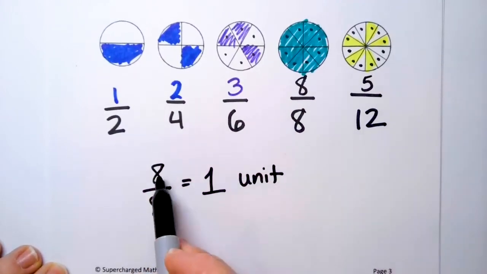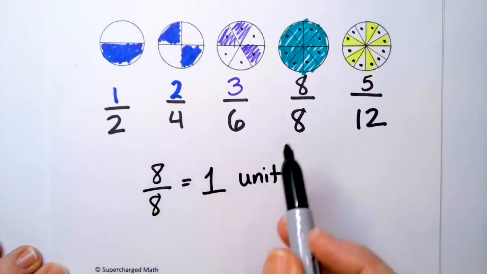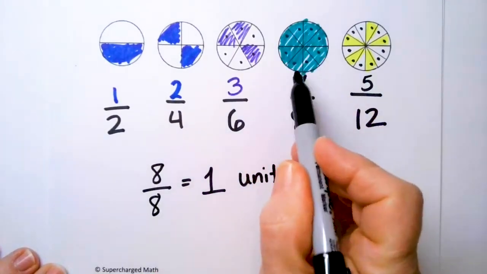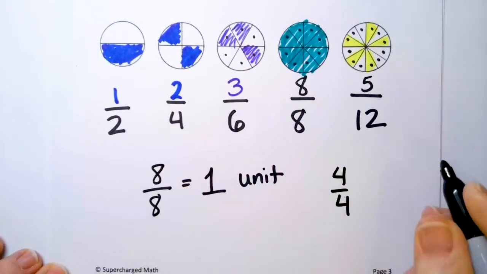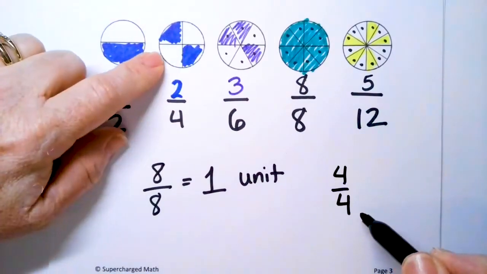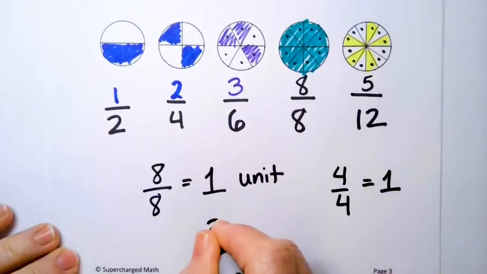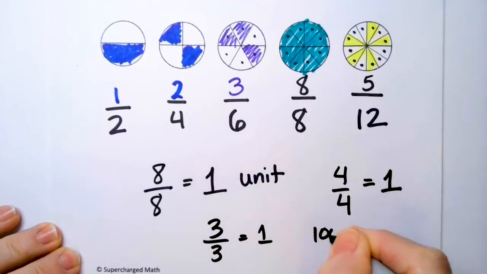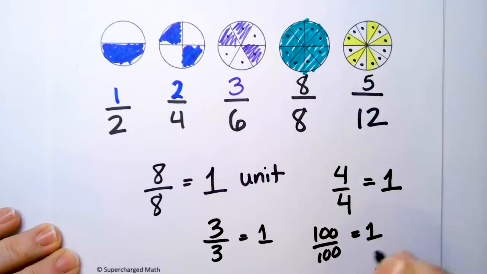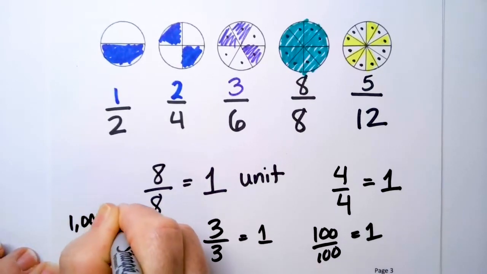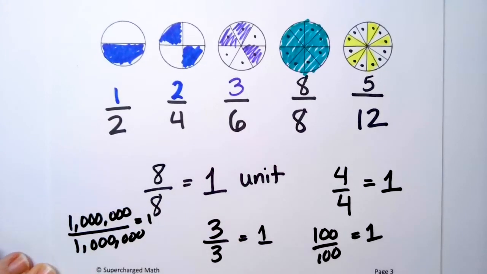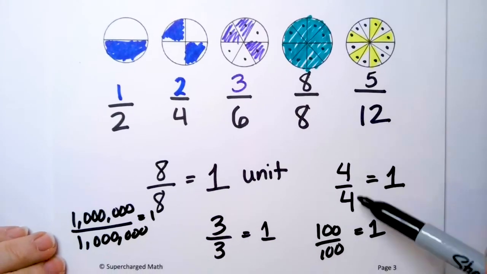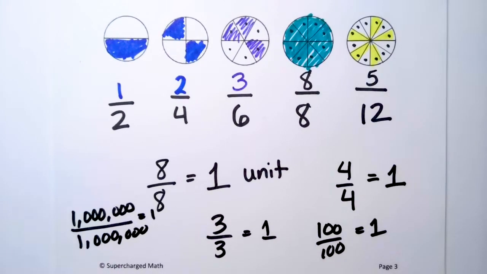So anytime the top and the bottom number match, that means that however many possible, that's how many you're talking about. So you'll always have 1 unit. For example, if I had 4 over 4, so I'd have 4 on the bottom, but I colored in all 4, that would also equal 1. 3 over 3 equals 1. 100 over 100, that equals 1. How about 1,000,000 over 1,000,000? What do you think that equals? You can just shout it out. Yep, that also equals 1. So anytime the bottom and the top match, it always equals 1. All right, got that so far? Because we're going to use that in a minute.